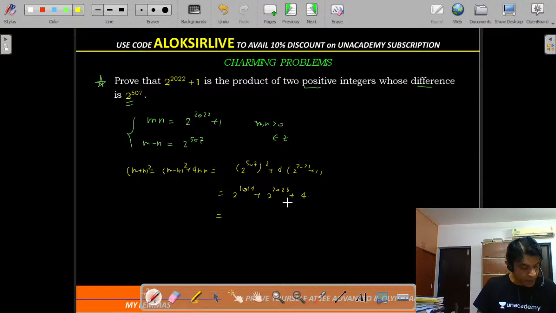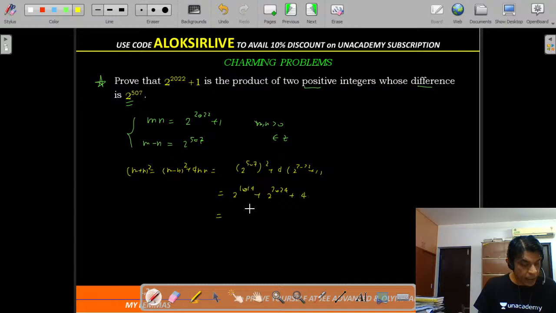Yes. Anyone? Because we are writing this way, let's check our work first. That 2022 plus 1 times mn, so we're writing 4mn, and we're writing minus the whole square. So 2 to the 1014 plus 2 to the 2024, rather it is 2024, not 6. So 2024 and plus 4. So what it means, can we complete the argument from here? So how can we complete it? Is there a way to complete it?